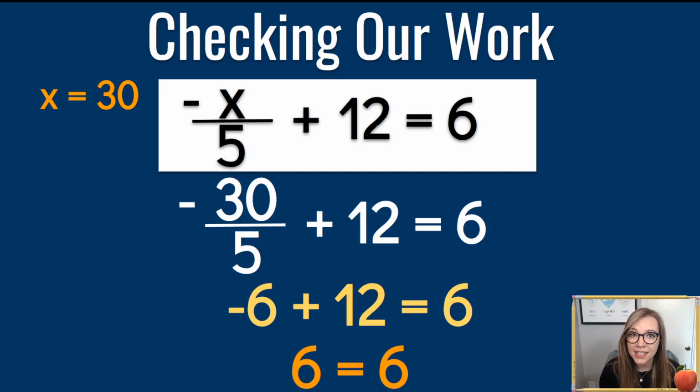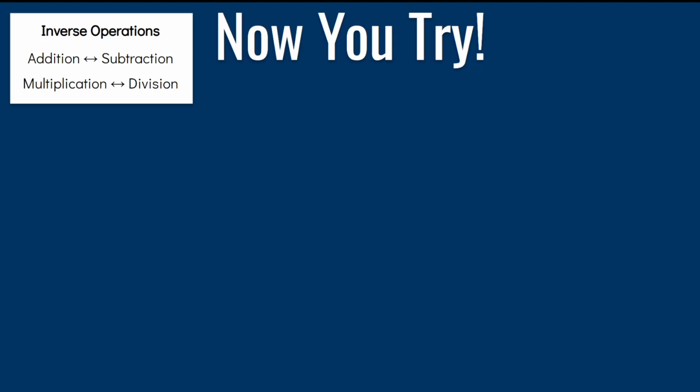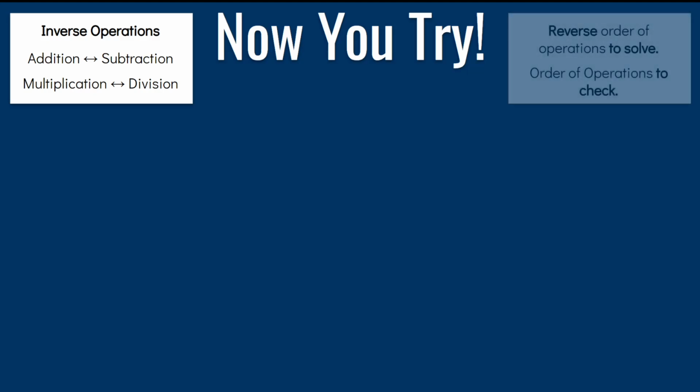So now that we've done a few examples together, I want you to try some of these two-step equations. Before I show you the two practice problems I have for you today, I want to remind you of two things. The first are those inverse operations. We have the opposites of addition and subtraction, and multiplication and division. The other thing I want to remind you of is that we need to use reverse order of operations to solve for the variable, and then we need to use order of operations to check our work. So we've got two steps here that are really important to remember.